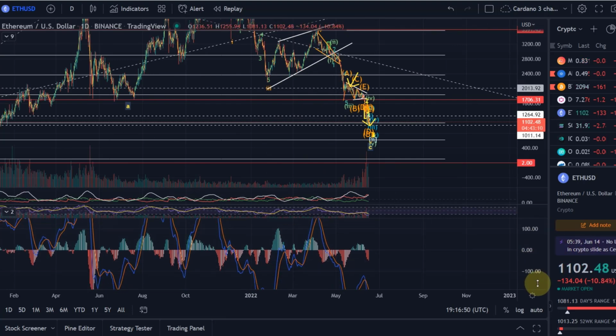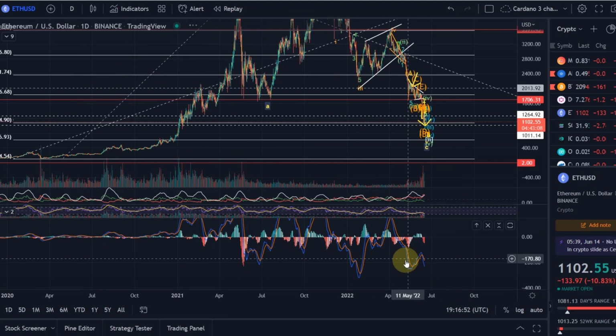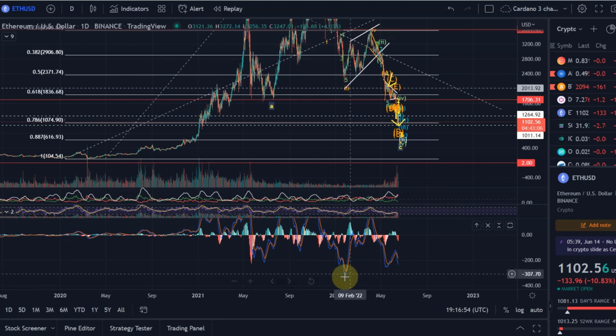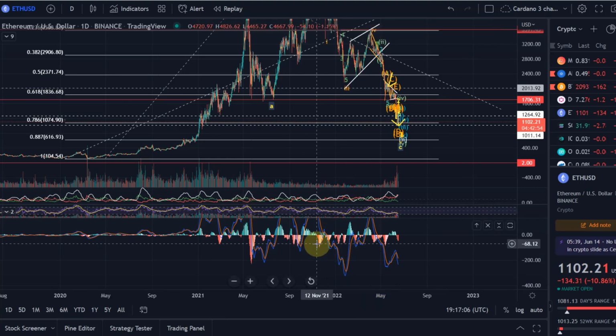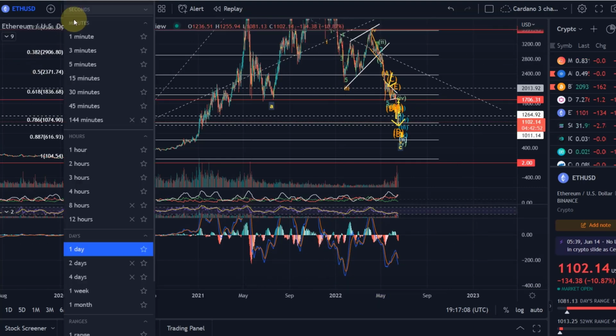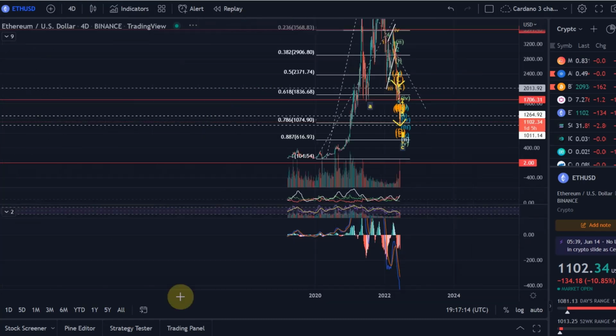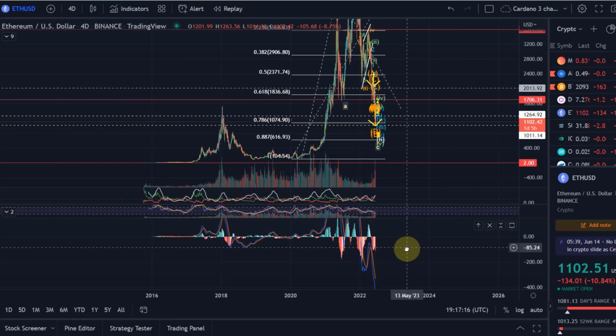Looking at the MACD in general, we can see that we've made a bullish divergence on the MACD line since pretty much that swing low in January. So we're making lower lows on the price chart, but higher lows on the MACD. That could give us an indication that as soon as we turn to the upside on the MACD, this could lead to upside momentum.